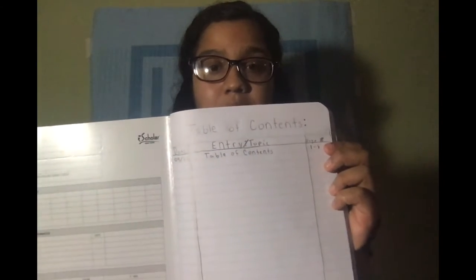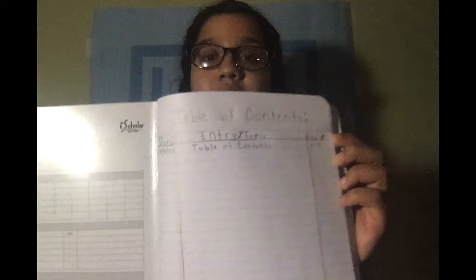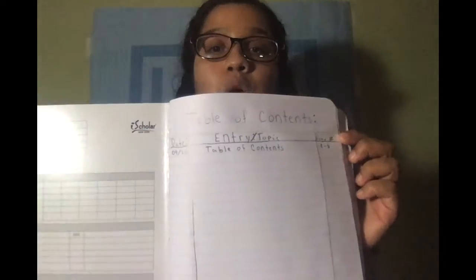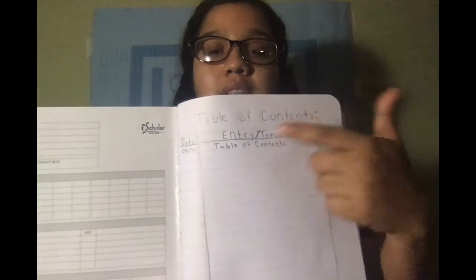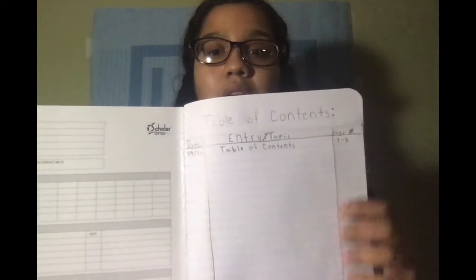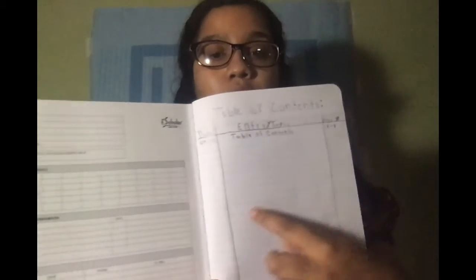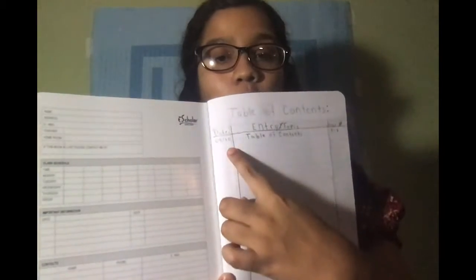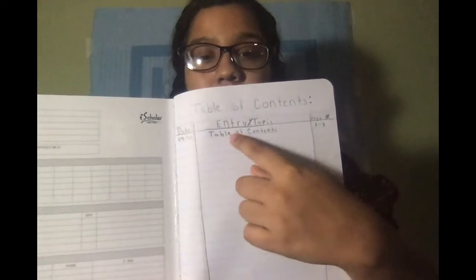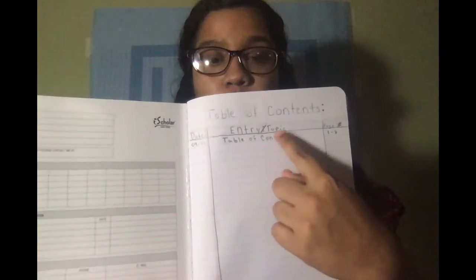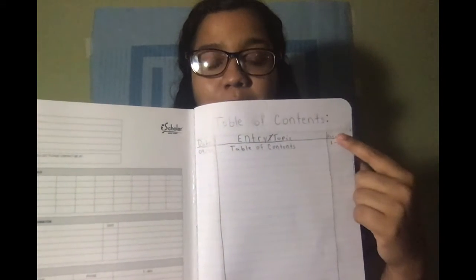Our science journal is going to be filled with lots of pages. Since it's going to have lots of different pages, it is important that we have a table of contents. Your table of contents will look like this. It says table of contents on top, and then I divided it into 3 columns. First, I have the date going down here, the topic which we are talking about, and then the page number.